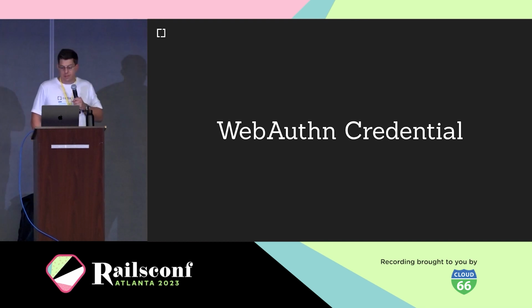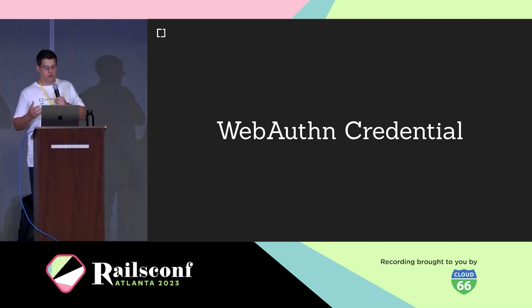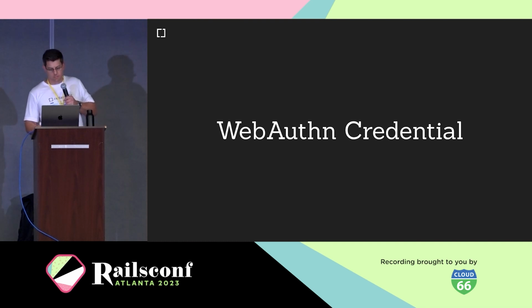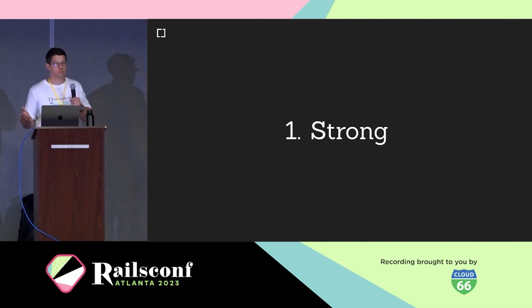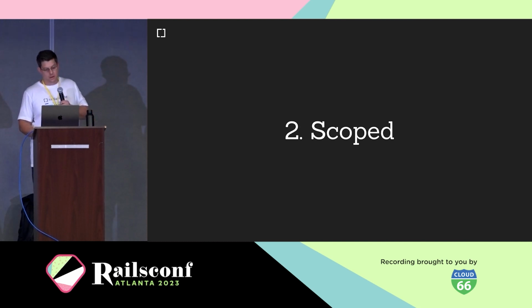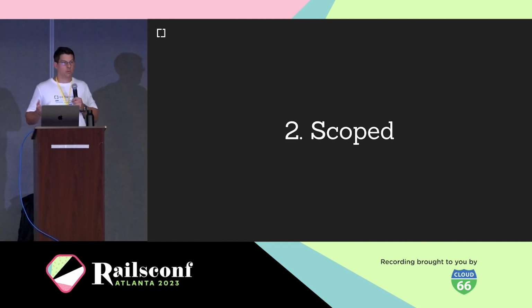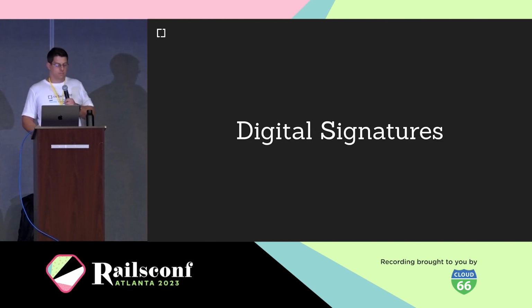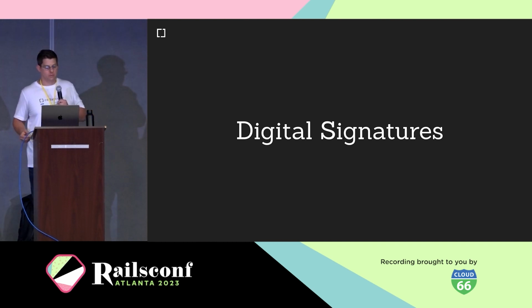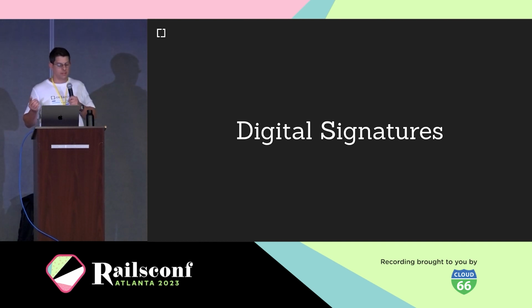A WebAuthn credential is nothing else than a good old-fashioned public-private key pair. It has some crucial properties. First, it's strong because it's public key cryptography, and it cannot be brute-forced like a password, for example. The other important property is scope. Like cookies, it only works for a specific domain. And the most important thing is that a WebAuthn credential allows us to provide digital signatures and actually prove that we are who we say we are.